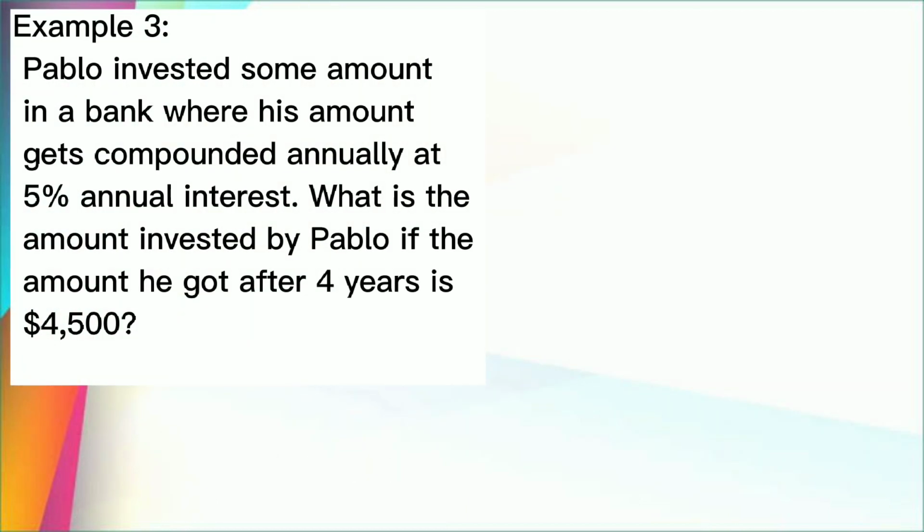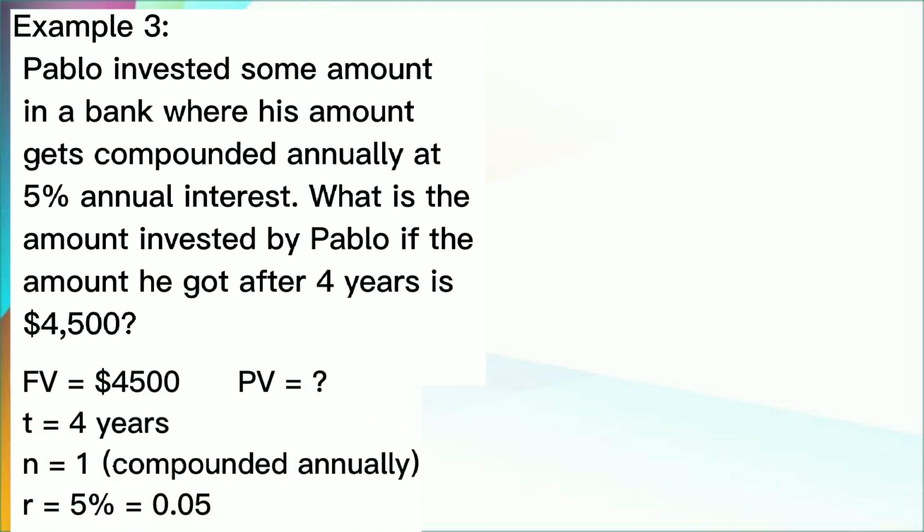And now let's proceed to the last problem. This is example number 3. Pablo invested some amount in a bank where his amount gets compounded annually at 5% annual interest. What is the amount invested by Pablo if the amount he got after 4 years is $4,500? So you can see the future value is $4,500. The time is 4 years. The N is equal to 1 as the amount is compounded annually. The rate of interest is 0.05.